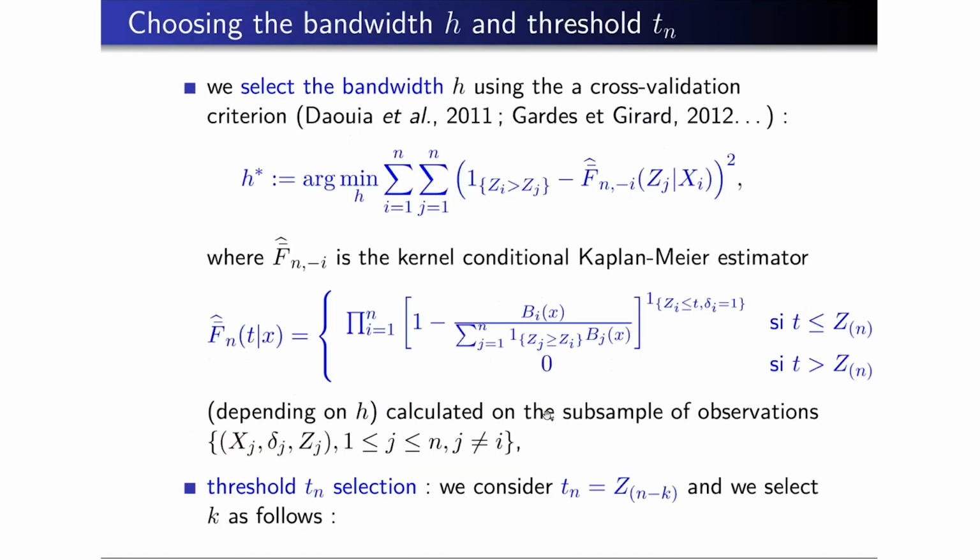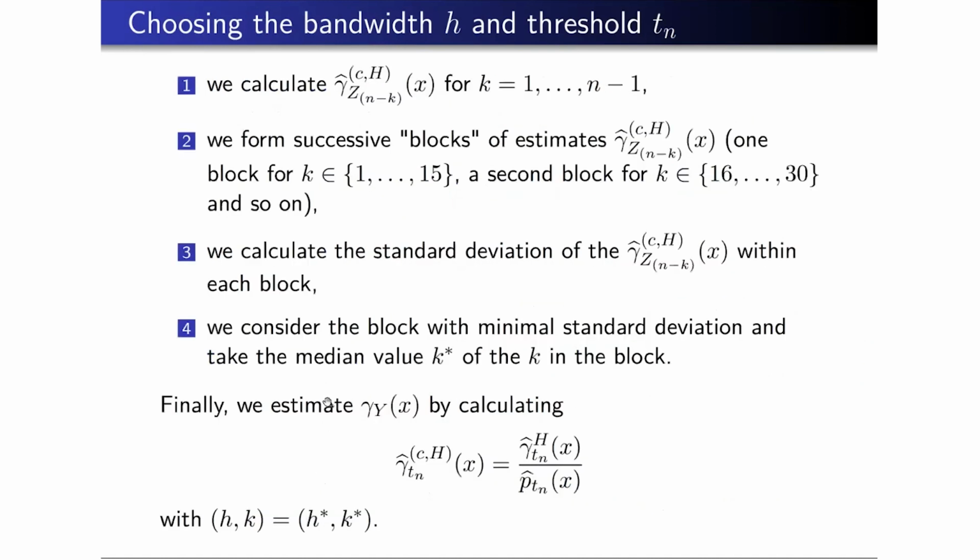Now what is important here is the choice of h and the choice of T_n. h, I said, is a bandwidth. We use a cross-validation method. And T_n is a threshold. But in this talk, we suppose that this threshold is not random. So we consider T_n like Z_(n-k), and we select k as follows. How to select k?